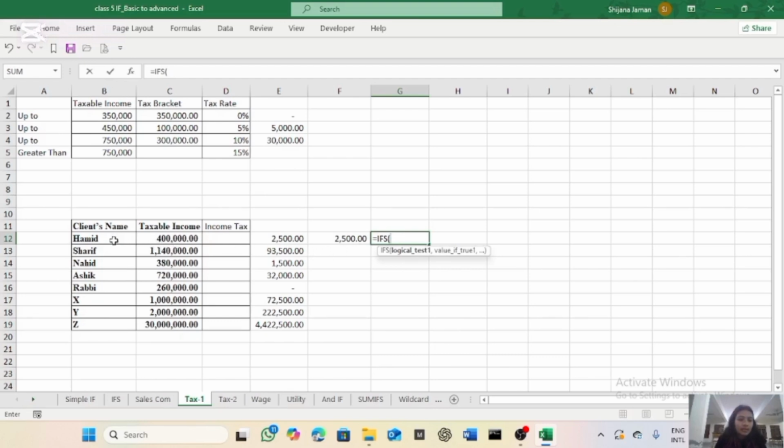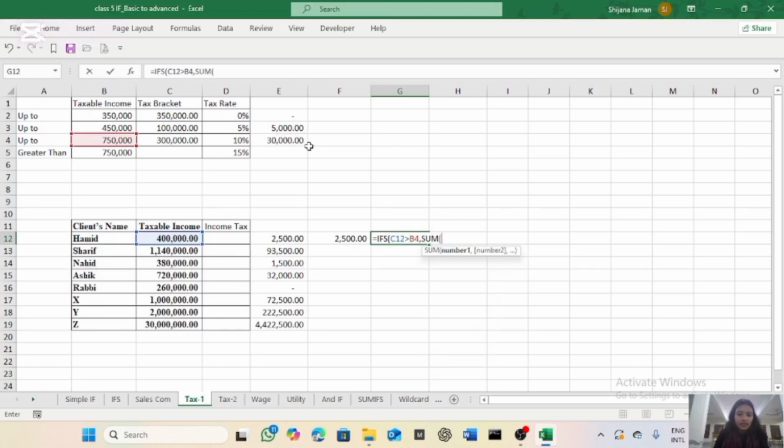Now we are calculating Hamid's income tax. That's why Hamid's taxable income is our basic logical test. So using Hamid's taxable income, if 4 lakh is greater than 7,50,000, comma, for 7,50,000 he had to pay the sum of this 5,000 and 30,000.